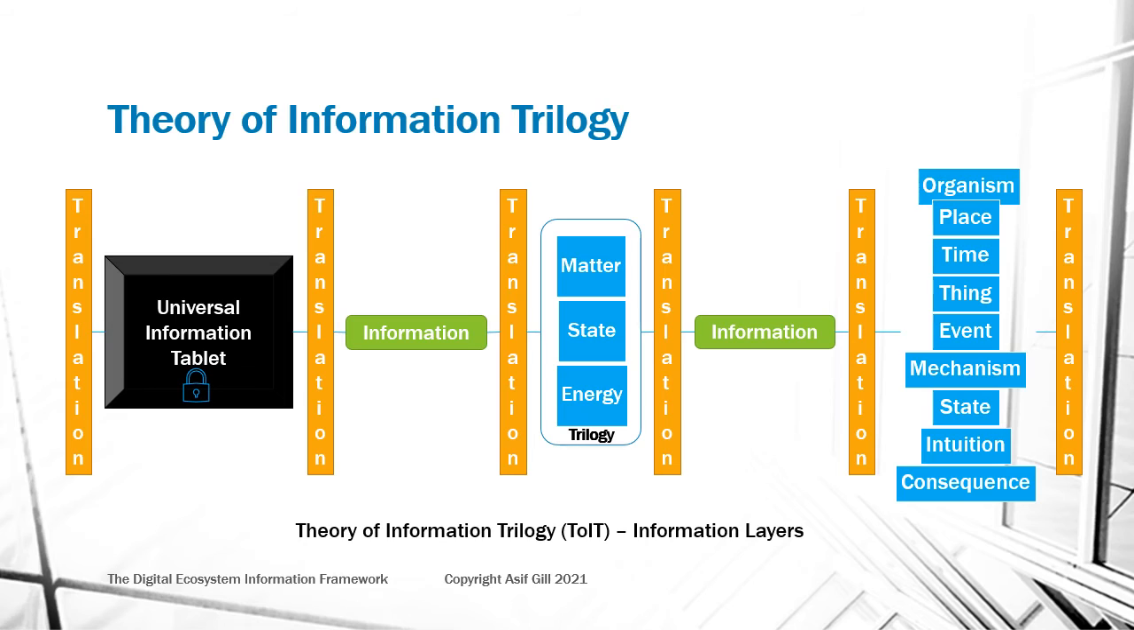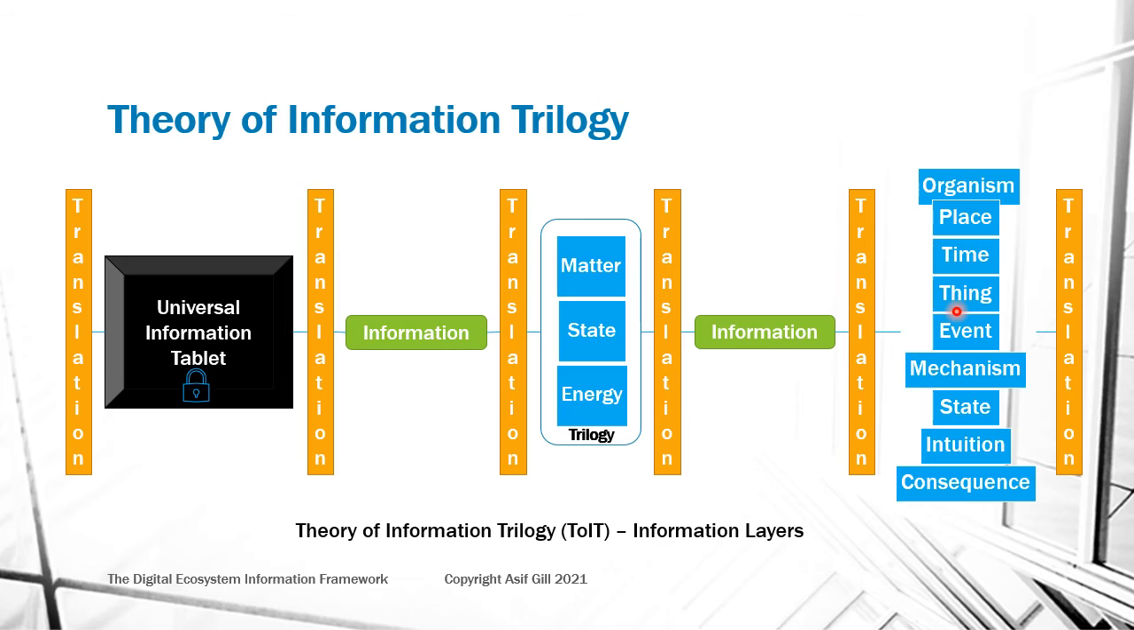If you look at the theory of information trilogy, that's where the trilogy comes into play: the matter, state, and energy. And that is translated to information. And that information is actually an organism. So essentially, organisms are information. Places are information, which our brain processes and visualizes as a building. That's actually information. Similarly, time and other things.